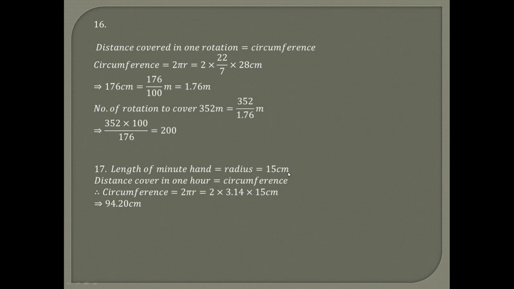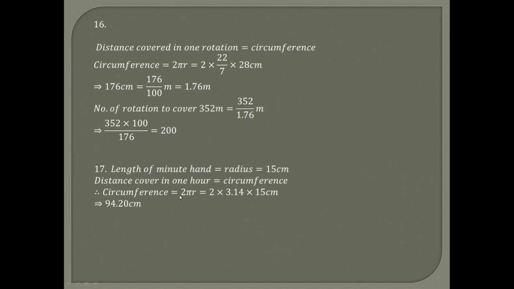Then in 1 hour, the minute hand just goes around from 12, it will cover around the clock and return back to 12 again, no? Just like that. If it covers 1 round, that means the circumference. Okay, minute hand is radius 15 centimeter, then distance covered in 1 hour is a circumference.